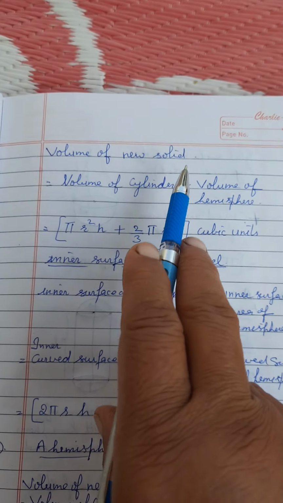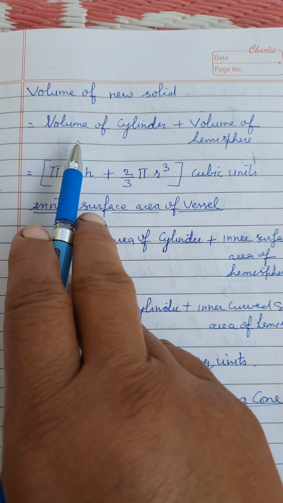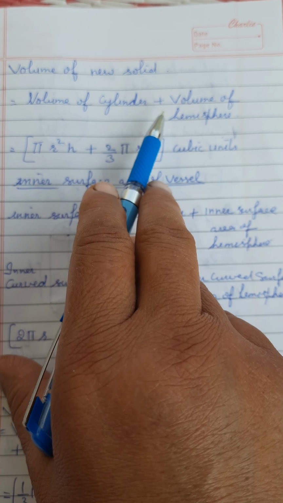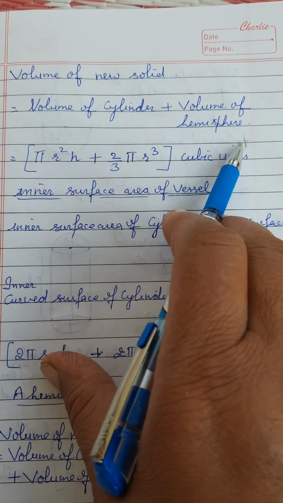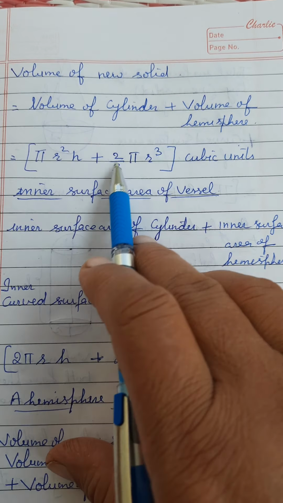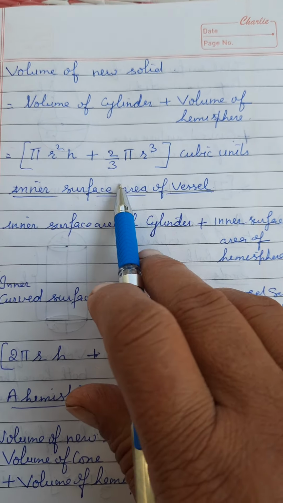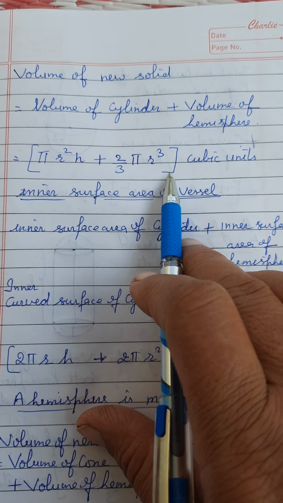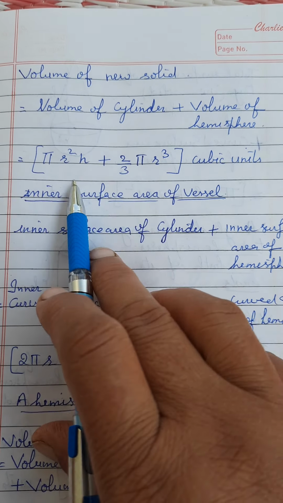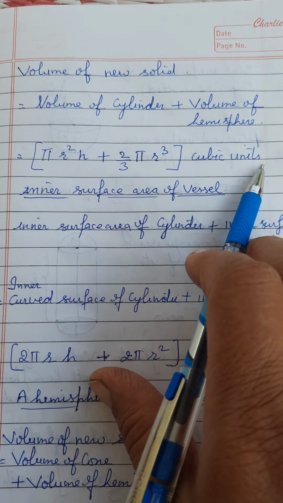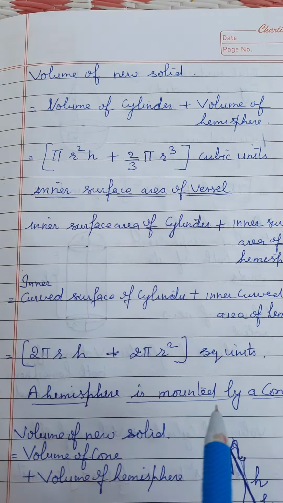Now we are to find the volume of the new solid formed. It will be volume of cylinder plus volume of hemisphere. Now volume of cylinder is given by the formula pi r square h and volume of hemisphere is given by 2 by 3 pi r cube. Then the summation of these two, in cubic units, will be the volume of the new solid.